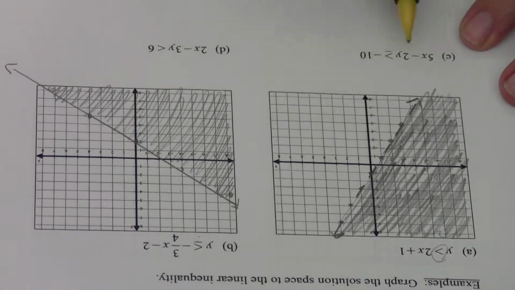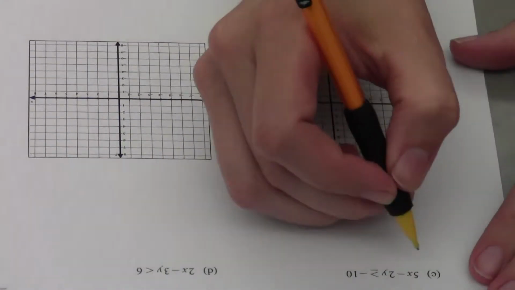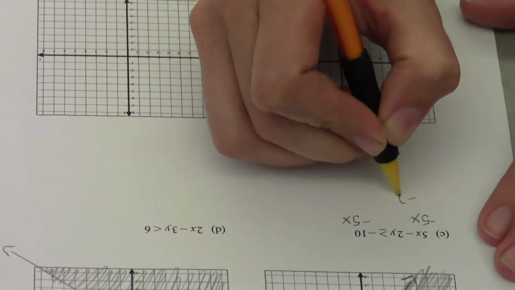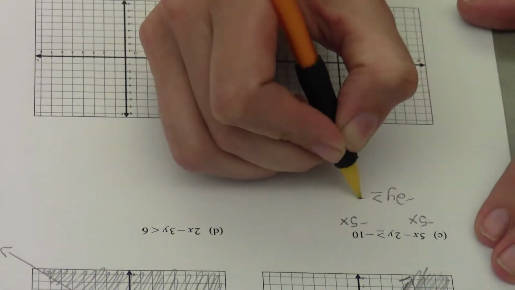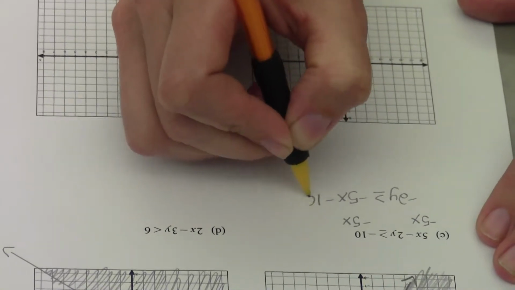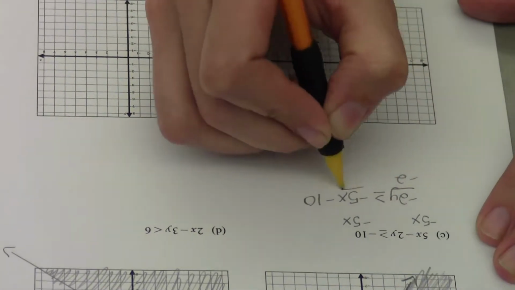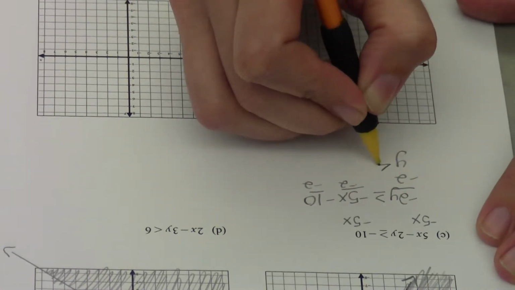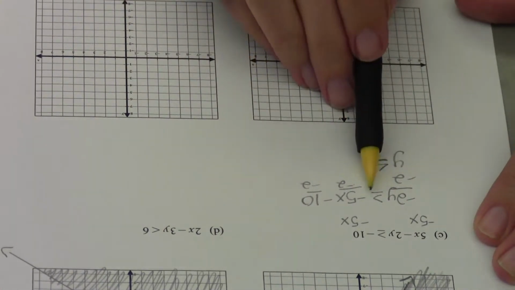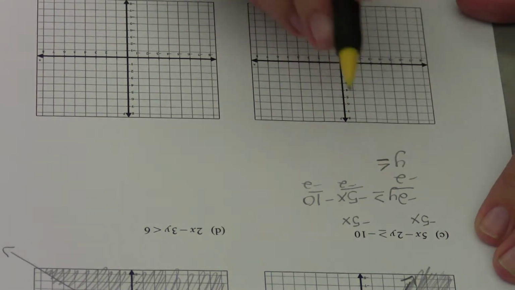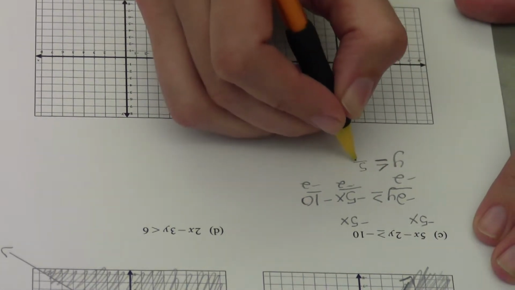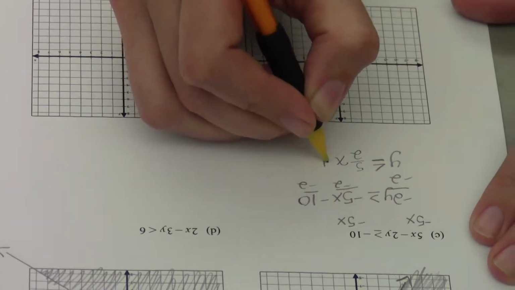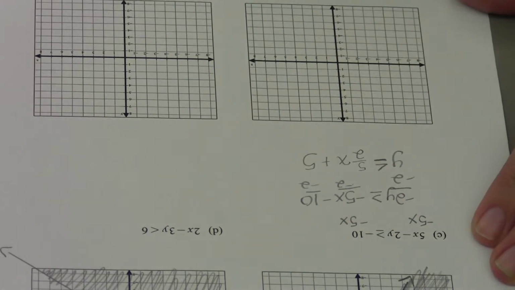Our third example here, we can't graph it quite yet until we get y alone. So I'm going to work to get y alone. Subtract 5x from both sides. Negative 2y is greater than or equal to negative 5x minus 10. Divide by negative 2. Now remember our rules for inequalities, anytime we multiply or divide by a negative, we're going to flip the sign. So my greater than sign became a less than sign. So y less than or equal to 5/2 x plus 5, reducing those fractions.